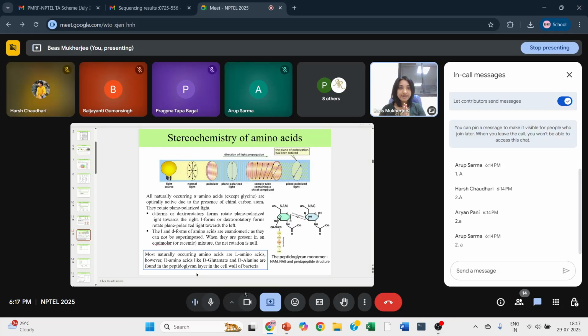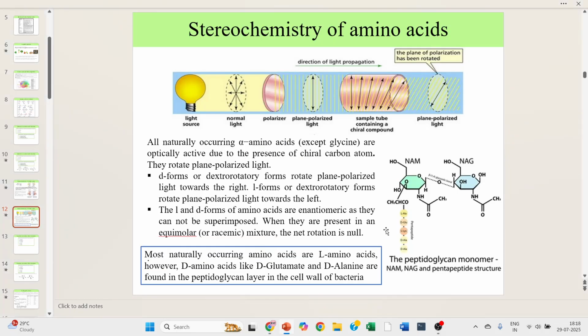So see, light is there. And what is happening in normal light? In normal light, the electric and magnetic field vectors are oscillating in different planes, and then you pass it through a polarizer. A polarizer is like a small window through which only the light whose electric field vectors are oscillating in a particular plane is allowed to pass. This is called plane polarized light. And then when you subject this to a sample of amino acid, it rotates it, right? So that is dextro and levorotatory. Now we'll move on.